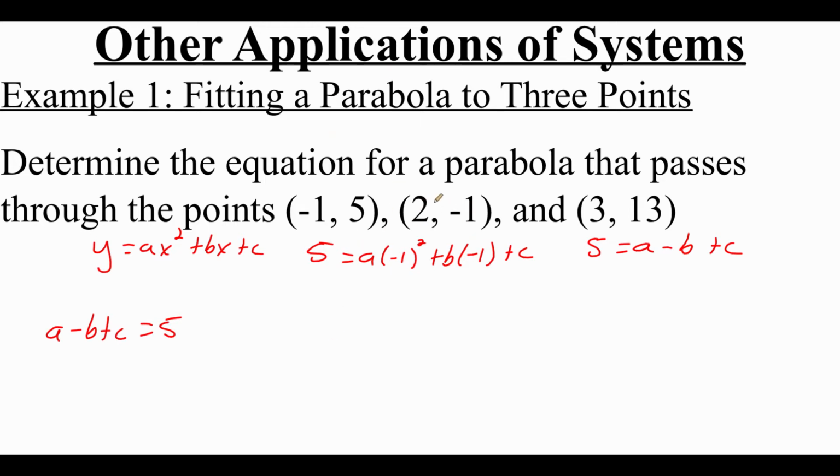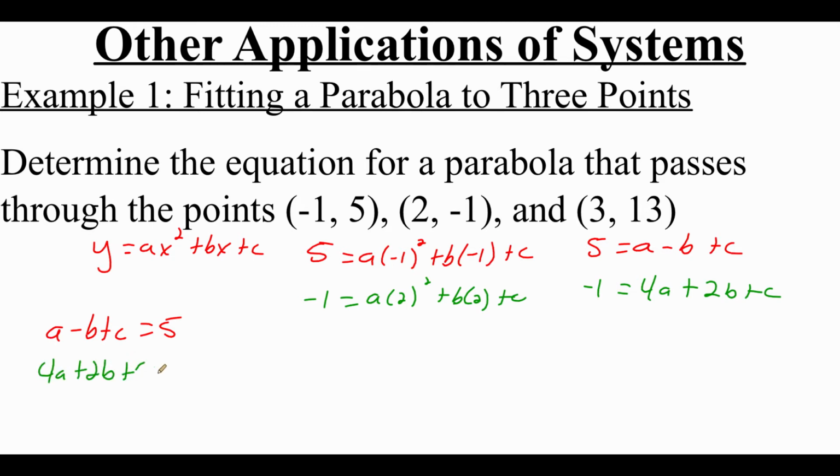Now for my second equation, I'm going to use that x value of 2 and that y value of -1. So we get -1 equals a times 2 squared plus b times 2 plus c. 2 squared is 4, so we get -1 equals 4a plus 2 times b is 2b plus c. And again, I like to have my answer on the right-hand side, so I'm going to flip that equation. So we get 4a plus 2b plus c equals -1.